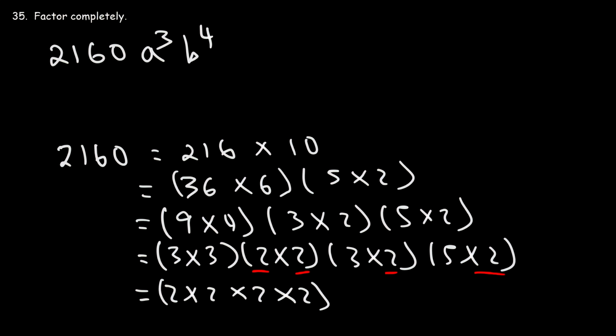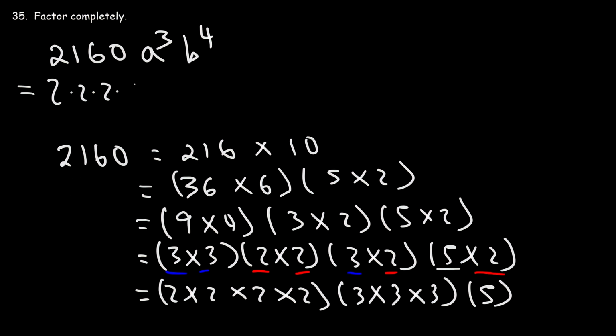And we have a total of 3 3's. So that's going to be 3 times 3 times 3. And we have 1 5. So we can write this as 2 times 2 times 2 times 2, and then times 3 times 3 times 3, times 5.